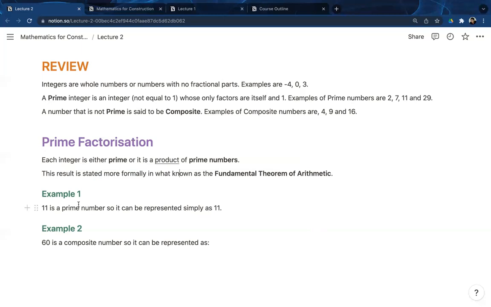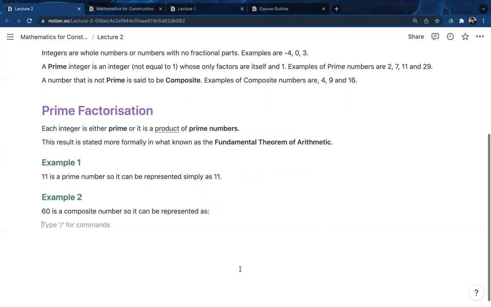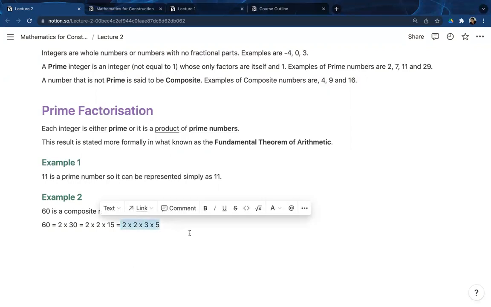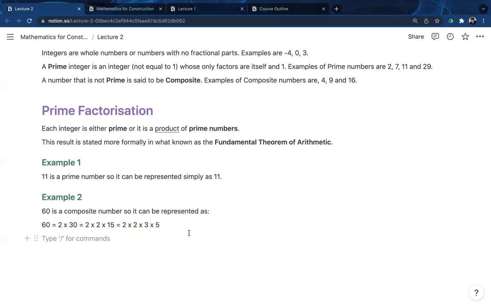So for example, we have 11 as a prime number, so we just represent it as 11. But 60 is a composite number, okay? So 60 is, say, 2 by 30. But 30 is also a composite number, so you can split 30 into 2 by 15. And then 15 is also a composite number. So 15 is 3 by 5. And there you go. 60 is a product of prime numbers, okay? All these numbers here are prime. 2, 3, and 5, they are prime numbers.